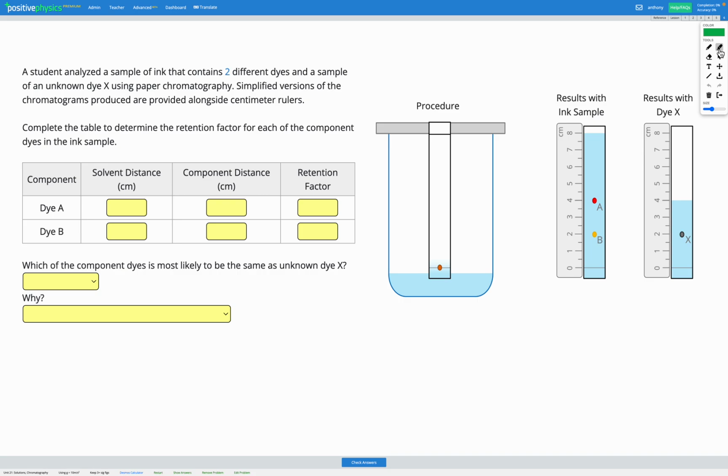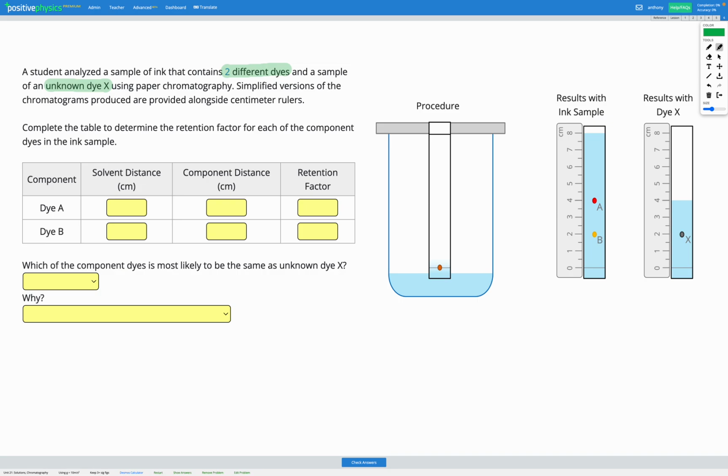In this question, a student analysed a sample of ink that contains 2 different dyes and a sample of an unknown dye, X, using paper chromatography. Simplified versions of the chromatograms produced are provided alongside centimetre rulers.